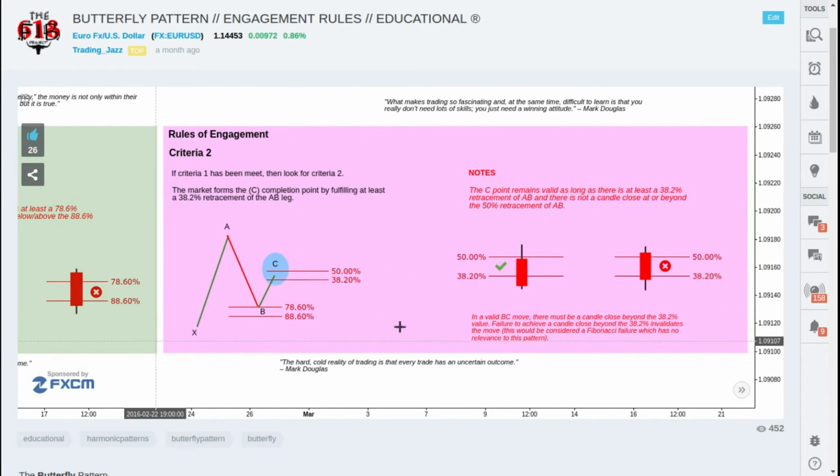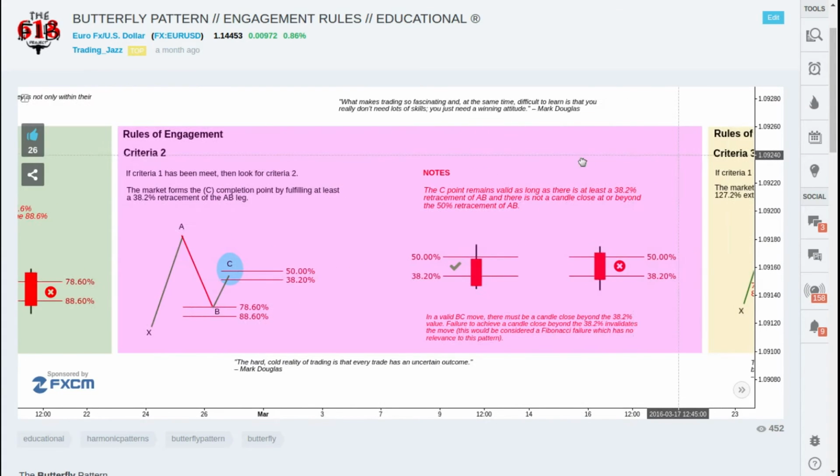The market forms the C completion point by fulfilling at least a 38.2% retrace of the A to B leg. Note: the C point remains valid as long as there is at least a 38.2% retrace of A to B and there is not a candle close at or beyond the 50% retrace of A to B.